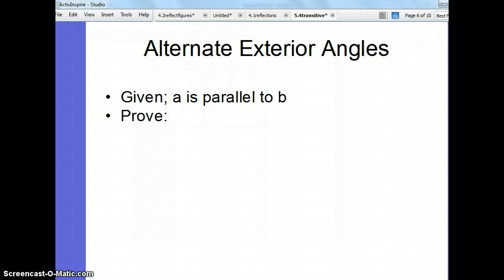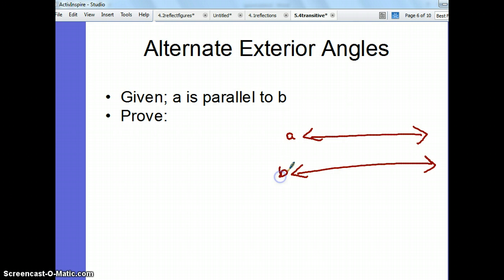Now we also have the alternate exterior angles theorem. And again, this time given A is parallel to B. We've got our two parallel lines. We'll call this one A and this one B. Our transversal. I'll number the angles this way.